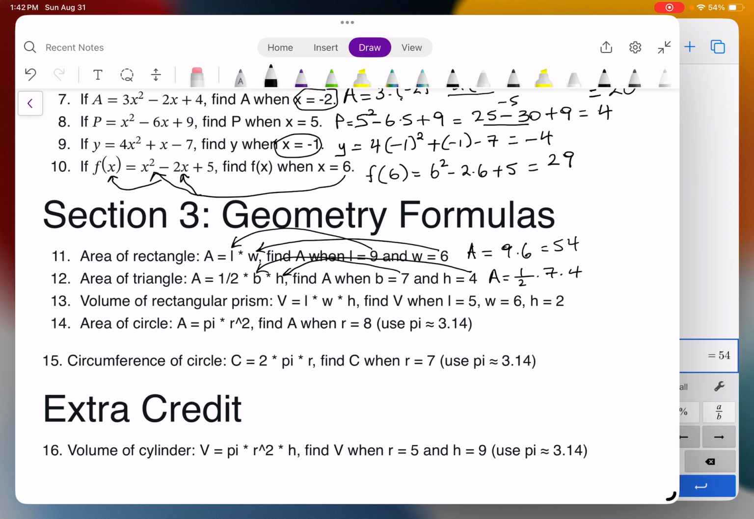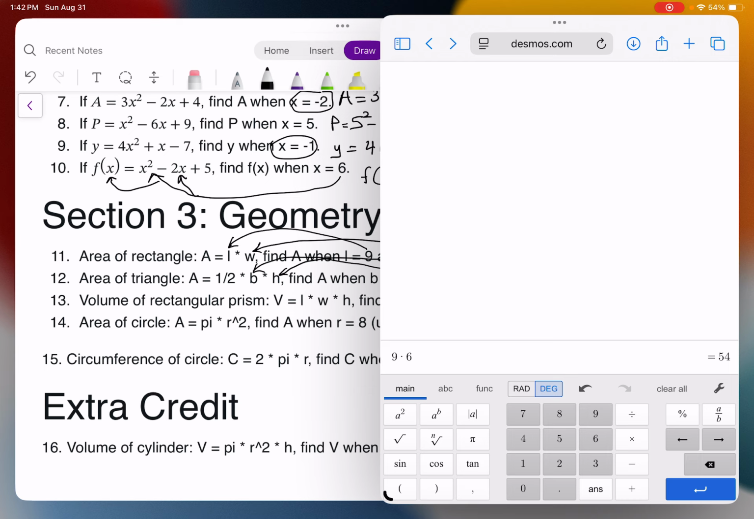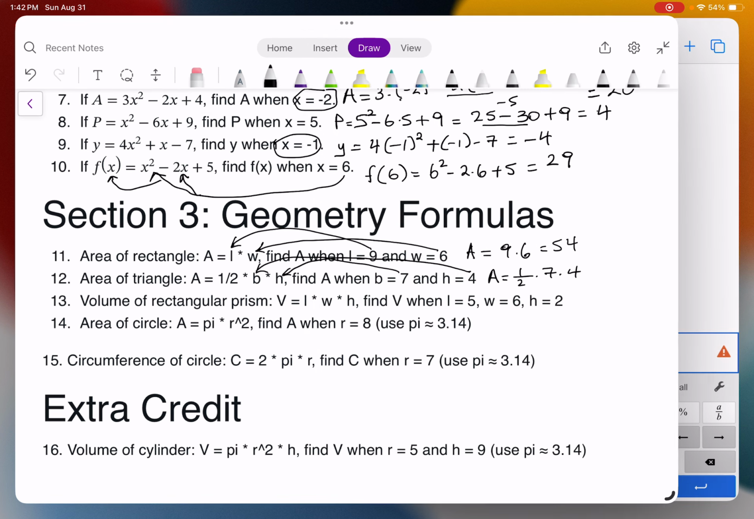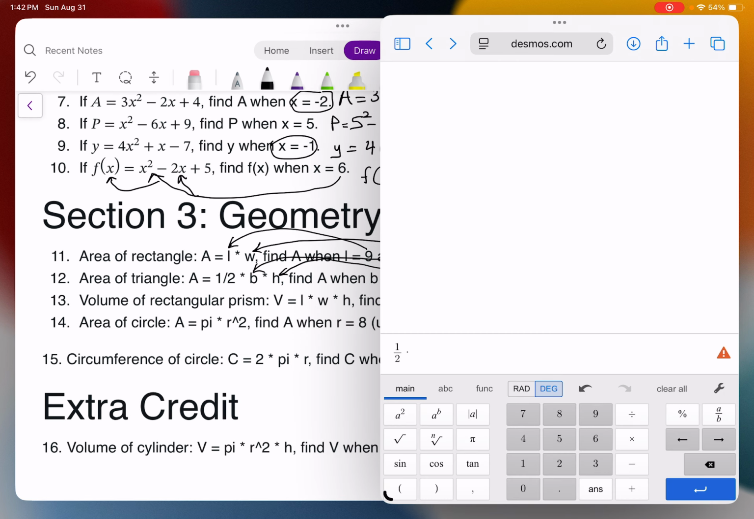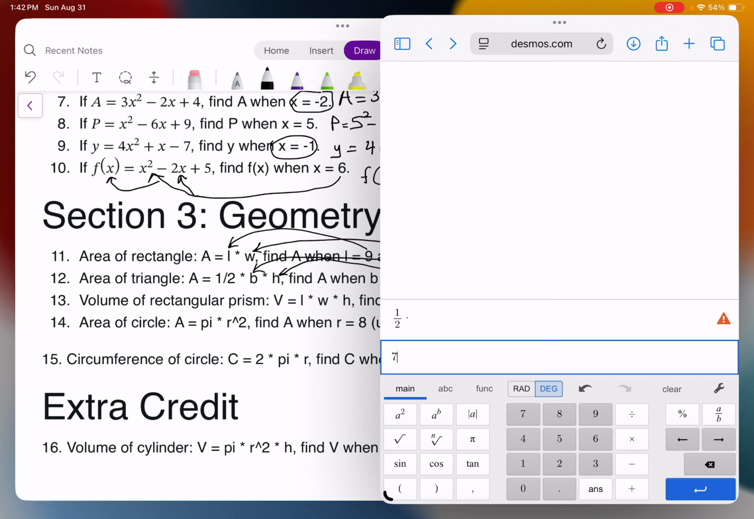Let's do that in the calculator. I'm going to clear everything. So you can say 1 divided by 2, that's 1/2. Notice the cursor is in the denominator, so I'm going to use the right arrow to bring it up to the same level, that's 1/2. And then times 7 times 4. So I'm going to clear it all again, and I'm going to say 1 divided by 2, move it up, times 7 times 4, and we get 14.